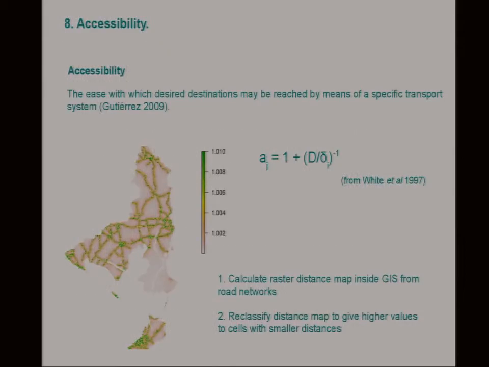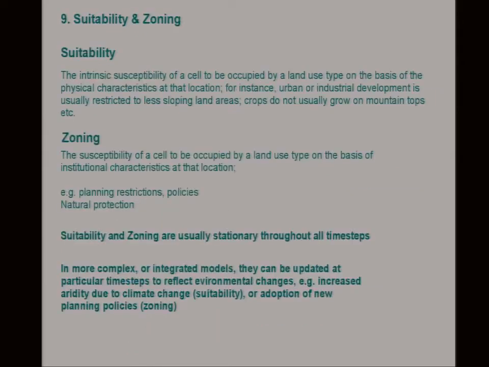Accessibility again. Well, this is again a fairly simple equation from Roger White's work in the 90s. We take our raster, a simple distance map from road networks, which you could calculate in R or in another GIS, and we reclassify it just to give higher values to cells with closer distances. Suitability, okay, this is what I was saying before, the intrinsic susceptibility of a cell to be occupied.